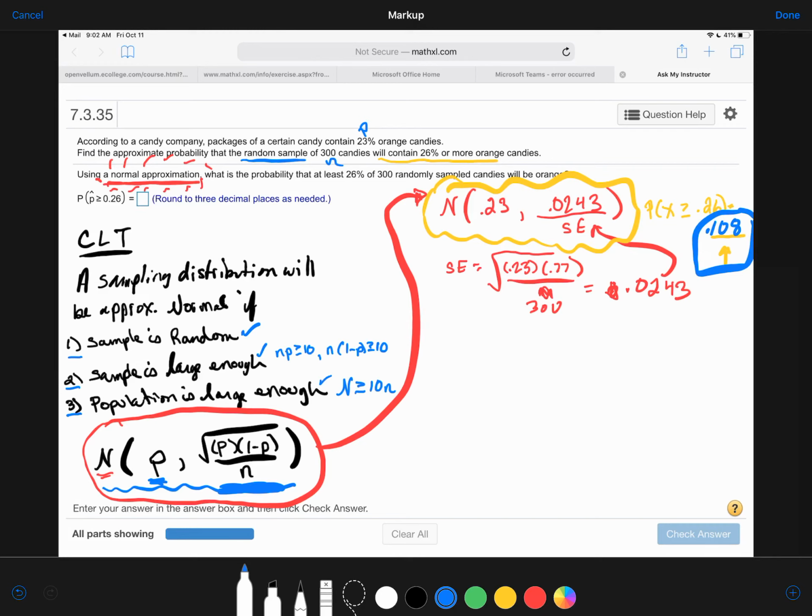So again, the new part, what's different now than in chapter 6, is that sometimes we are required to check these conditions first before we are allowed to apply the normal approximation to a problem. And we're not just straight out told the standard deviation to type in; we have to calculate that instead.